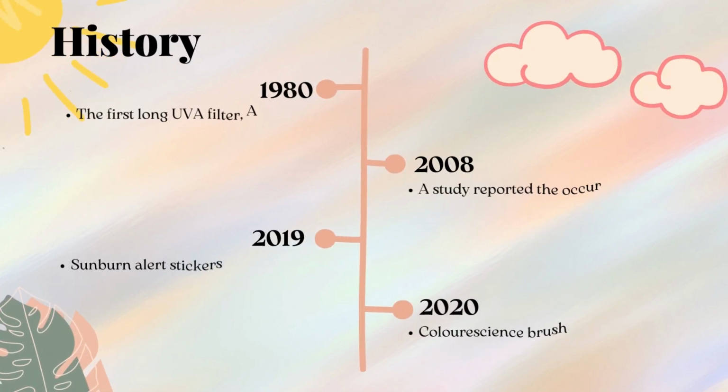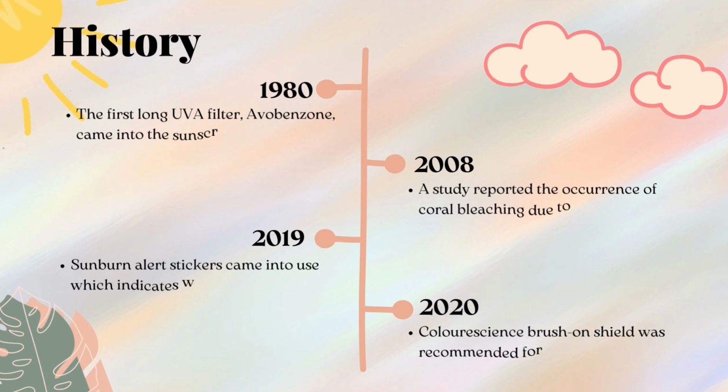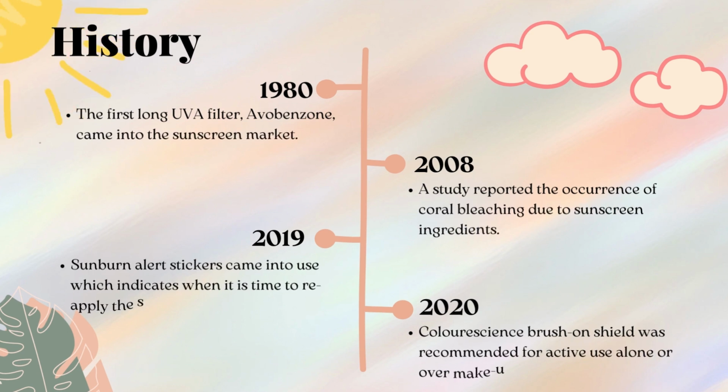Next, in 1980, the first long UVA filter, avobenzone, came into the sunscreen market. A study reported the occurrence of coral bleaching due to sunscreen ingredients in the year 2008. In 2019, sunburn alert stickers came into use, which indicate when it is time to reapply the sunscreen. And in 2020, Colorescence Brush on Shield was recommended for active use alone or over makeup.